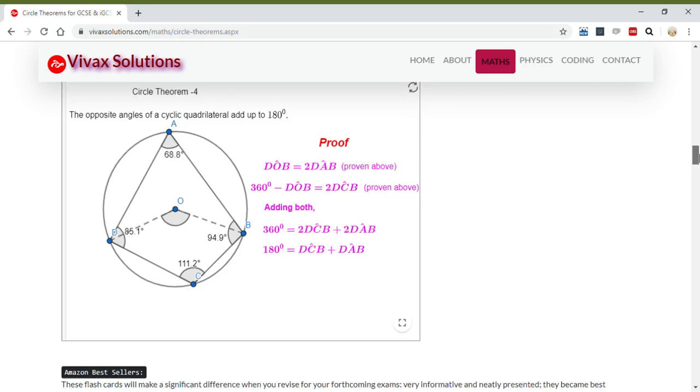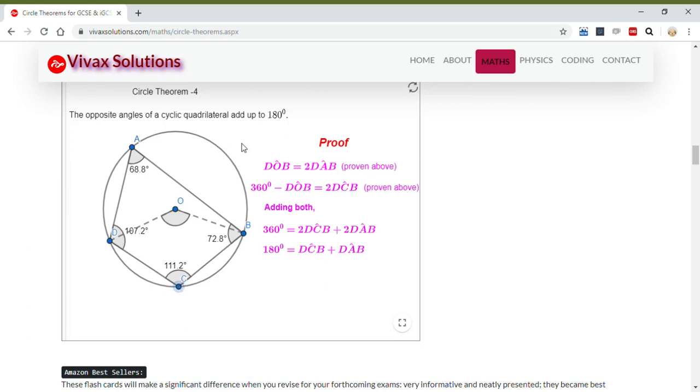Circle theorem 4 is about a cyclic quadrilateral. A cyclic quadrilateral is a quadrilateral with all 4 vertices touching the circumference of the circle. Now this is a cyclic quadrilateral, and the theorem says the opposite angles add up to 180 degrees. So you can see no matter where these points are, the angles add up to 180. So that's theorem 4, and here is the proof. It's a very basic proof, very simple, and you will understand it.